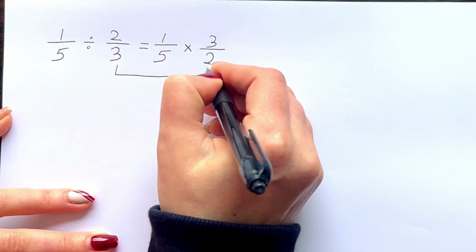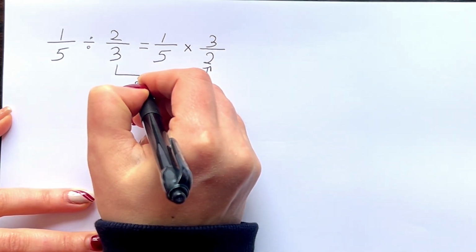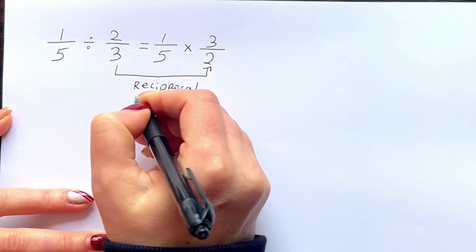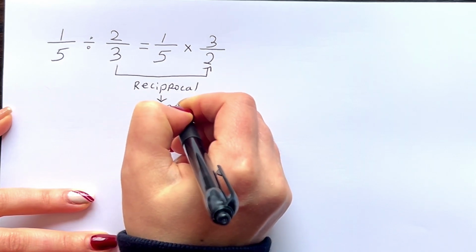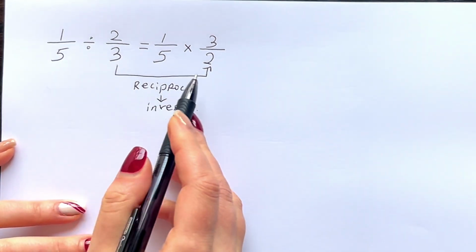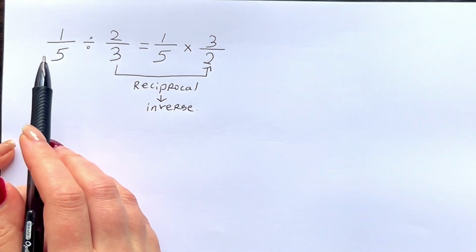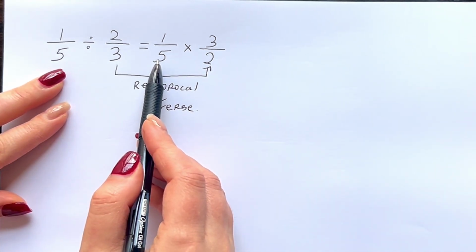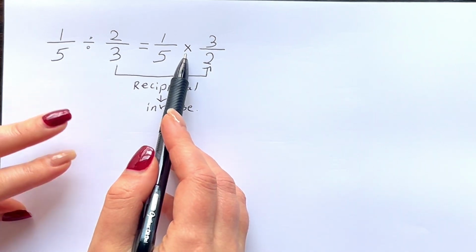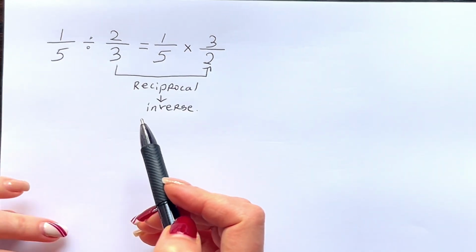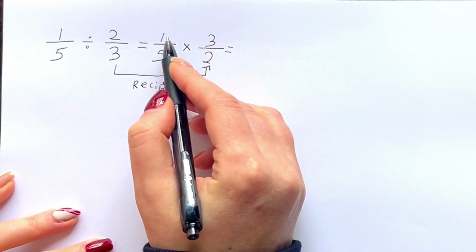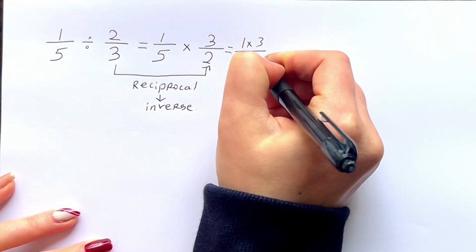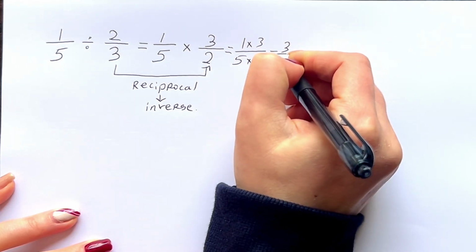This is the reciprocal or inverse. The rest is the same as multiplication. The first step is different. What we are doing is skipping the first fraction, flipping the second fraction, and putting multiplication. Skip, flip, multiply. Now you already know how to do that. The numerators we multiply together, the denominators together. 1 times 3 is 3, 5 times 2 is 10.